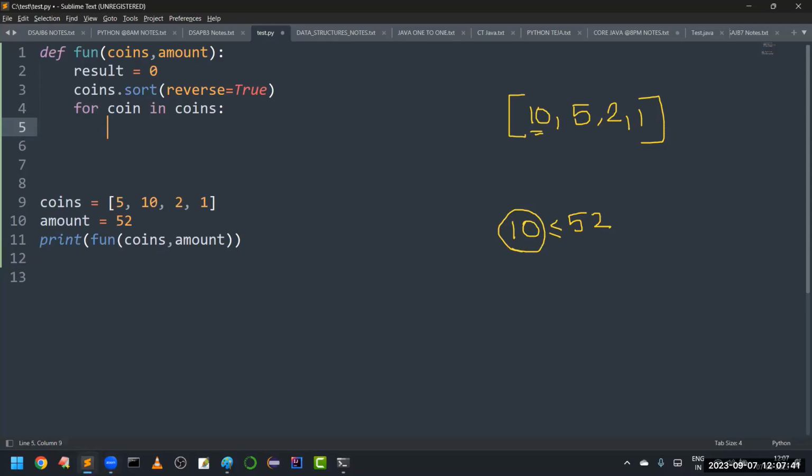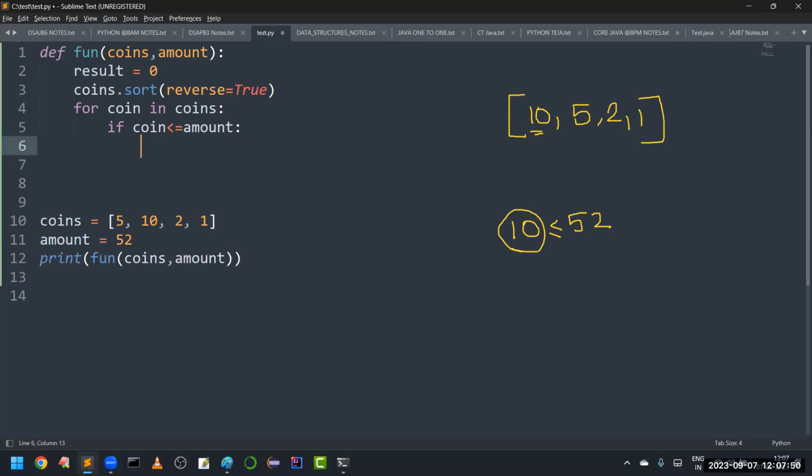Yes, right. Then what are we going to do? If the value of a coin is less than or equal to the amount you have, then I'm going to take that value. For example, x is equal to amount by that coin. Amount by that coin. Better to take double slash. Now see what will happen.